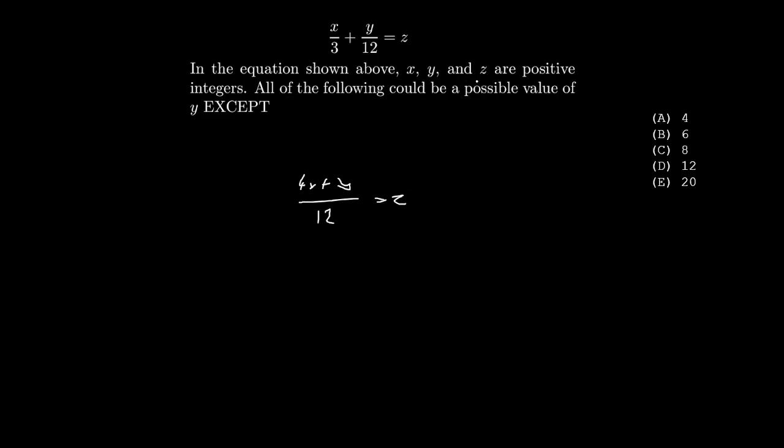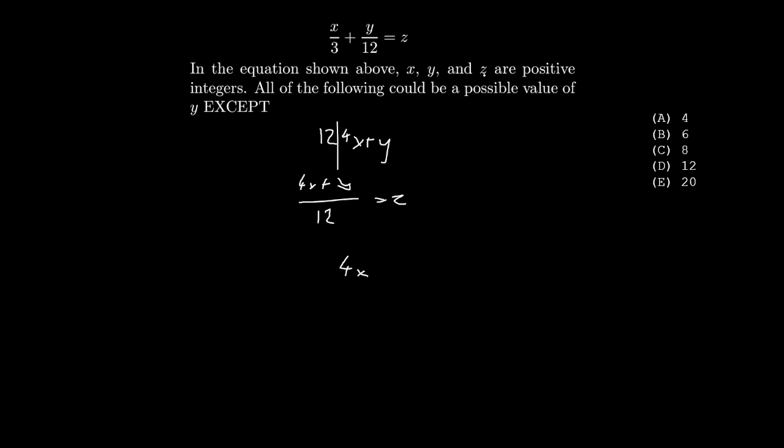And what do we know? x, y, and z are positive integers. So z is a positive integer, so this has to be a positive integer, which means that 4x plus y has to be divisible by 12. So we know that 4x plus y is some multiple of 12. And we are given the y values. We don't care about the z value, so we can just try to guess it.